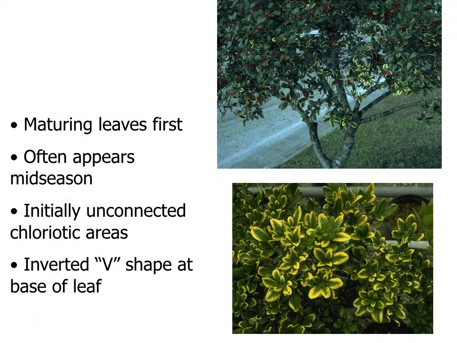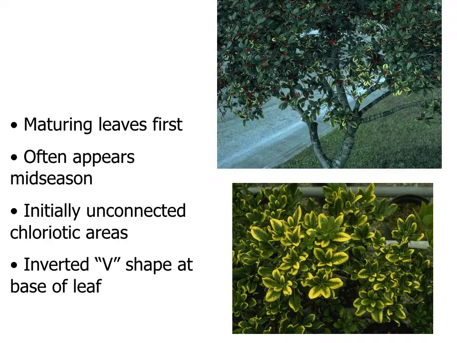This one is magnesium deficiency. This happens to be a holly tree. They're notoriously showing deficiencies of it. Again, maturing leaves first. The old, you can see it. Often appears mid-season.